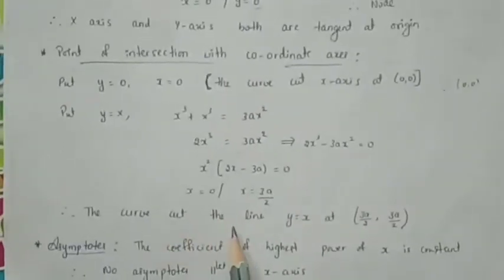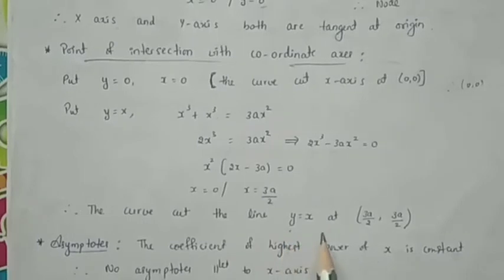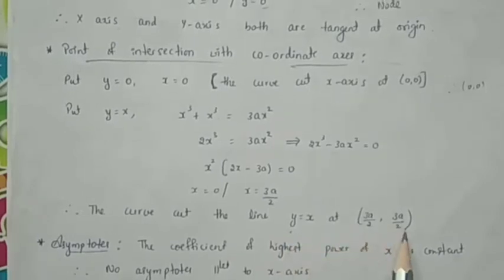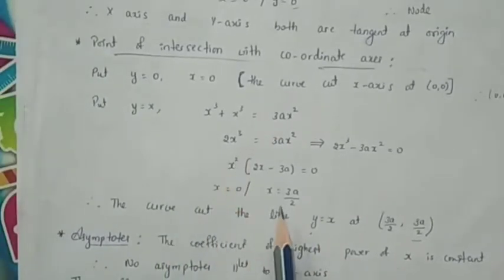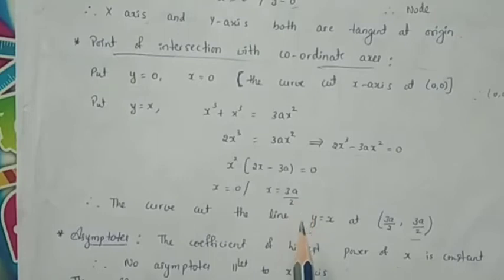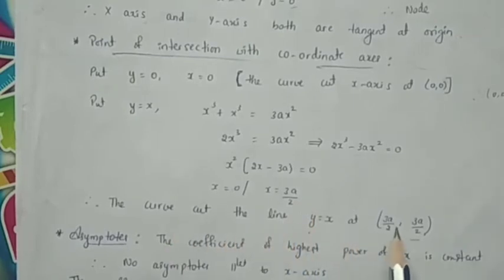Therefore the curve cuts the line y is equal to x at 3a by 2 comma 3a by 2. This is the point of intersection. y is equal to x means the y value is also 3a by 2. Therefore the curve cuts the line y is equal to x at 3a by 2 comma 3a by 2.